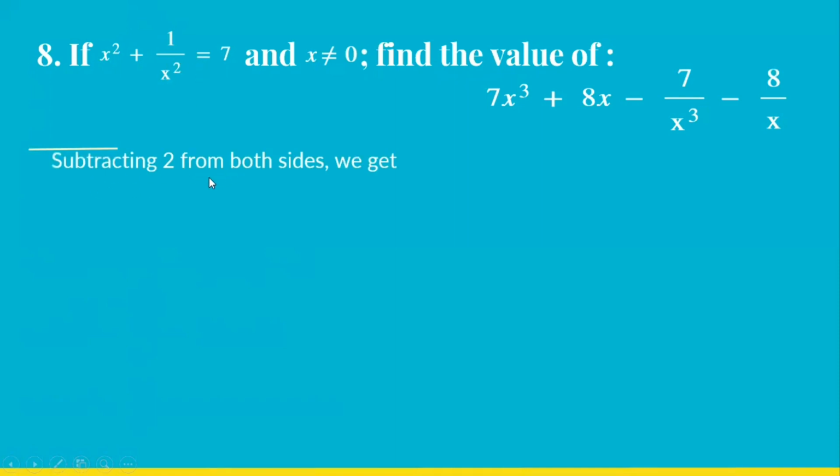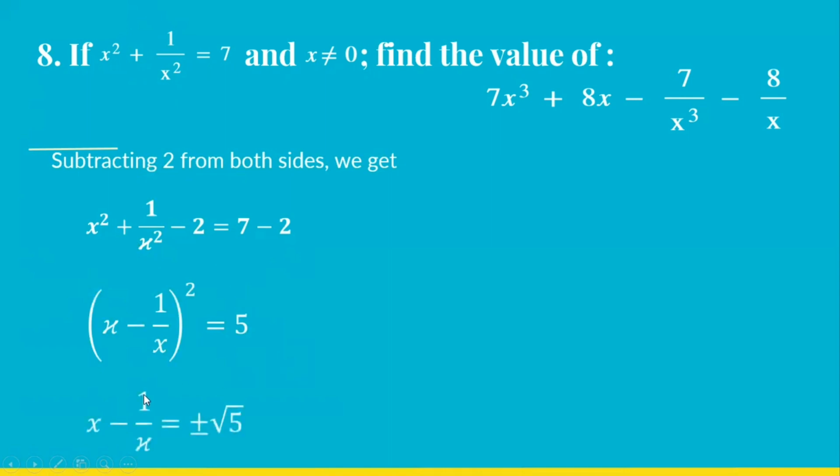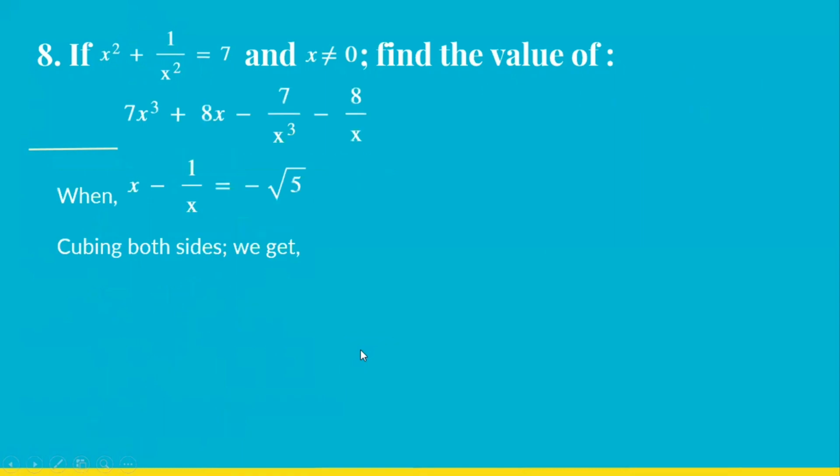So subtracting 2 from both sides, we get x square plus 1 upon x square minus 2 is equal to 7 minus 2. So this is the expansion of x minus 1 upon x the whole square, which we get as 5. Take the square root of both sides. We get the value of x minus 1 upon x as plus or minus root 5. Right? Now, if I take x minus 1 upon x as minus root 5 and we cube both sides, we will be getting x minus 1 upon x the whole cube is minus root 5 the whole cube.